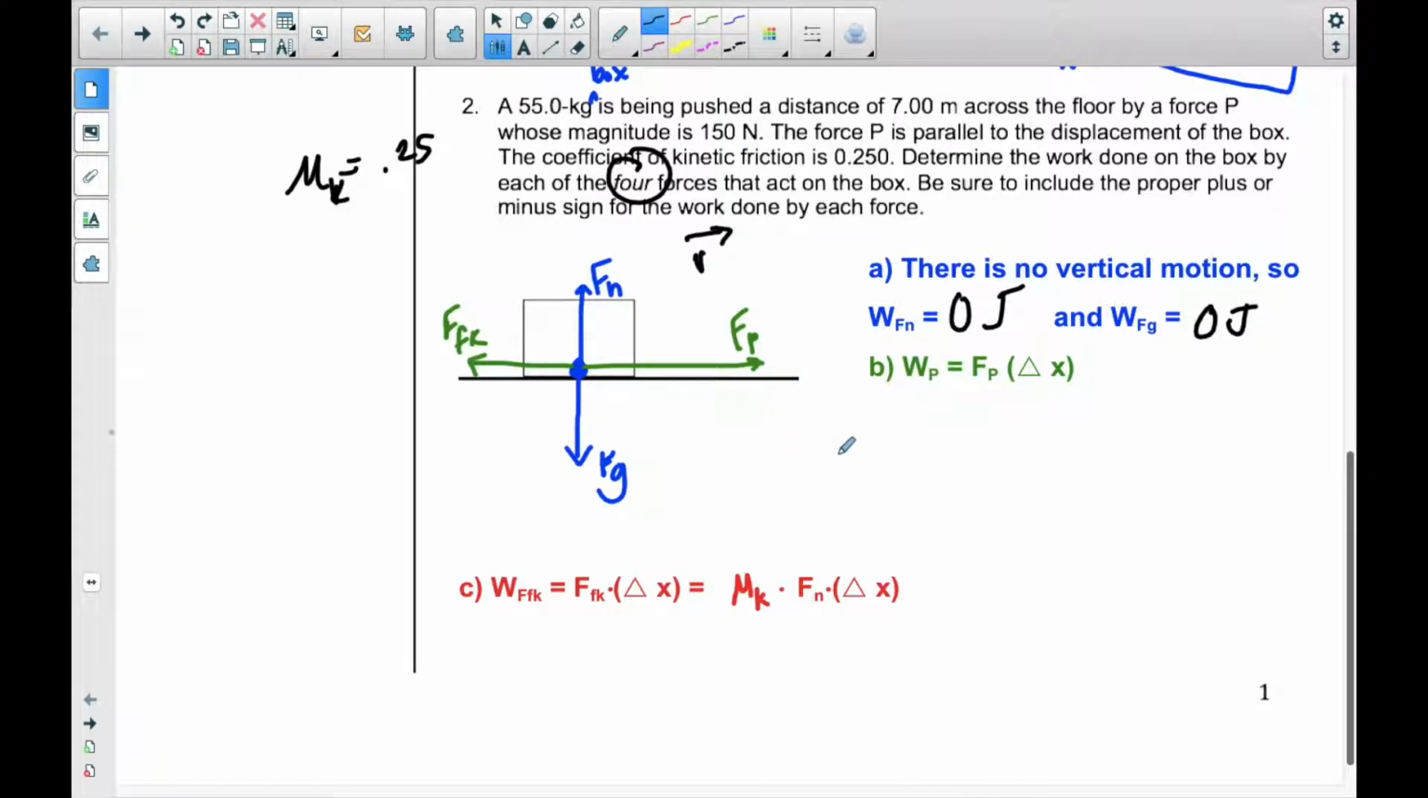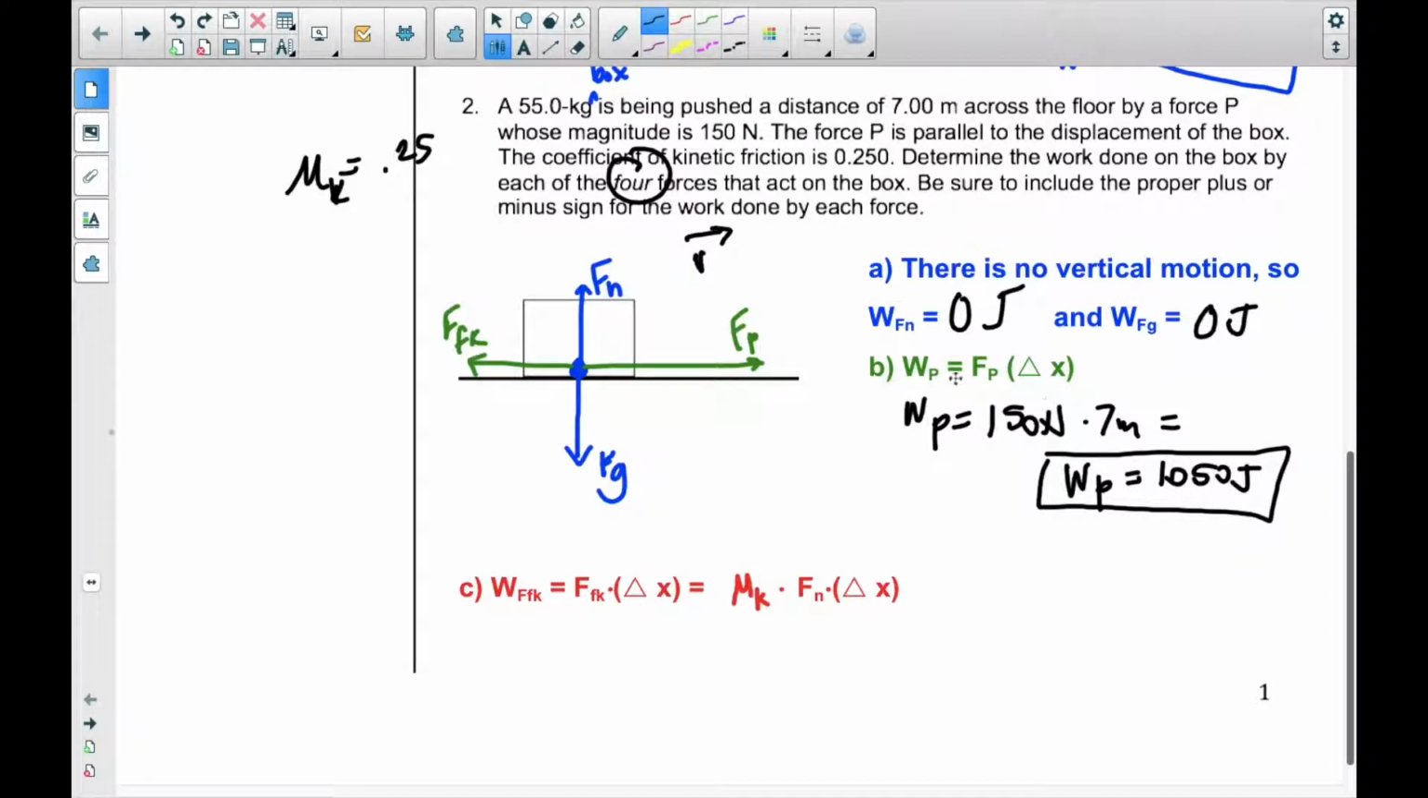All right, well, there is horizontal movement, and so we do need to take a look at what's going on horizontally. The work being done by the force P is force times delta x. So WP equals the force, which is 150 newtons, and the distance, which is 7 meters. We just need to multiply that out to get our answer. So WP, the work done by the pulling force, is 1,050 joules. That's a real basic way. You just have to plug them in. How much work is done? Well, how far did it go? And what was the force? That gives me the work.